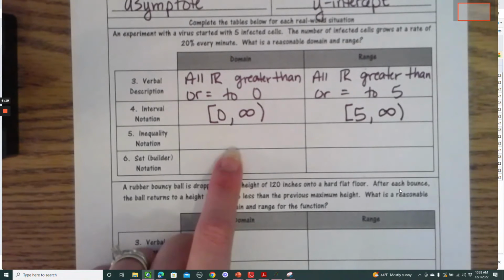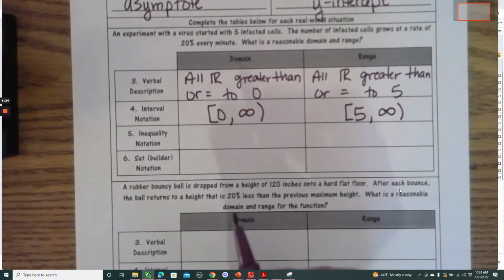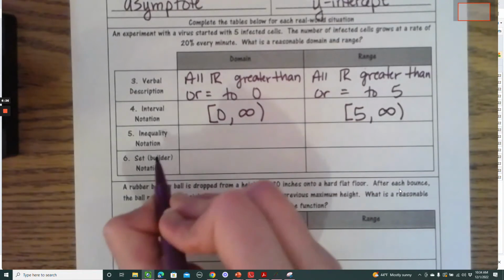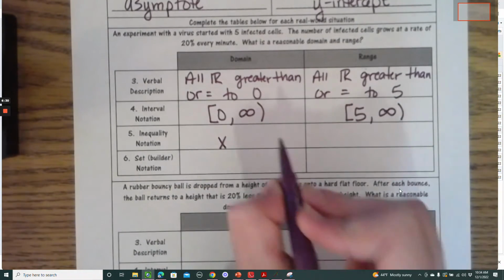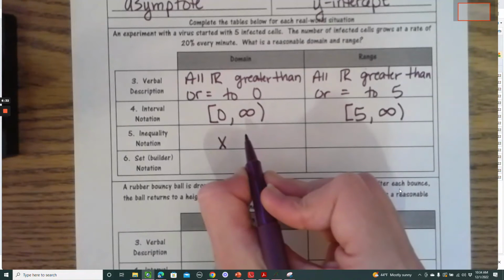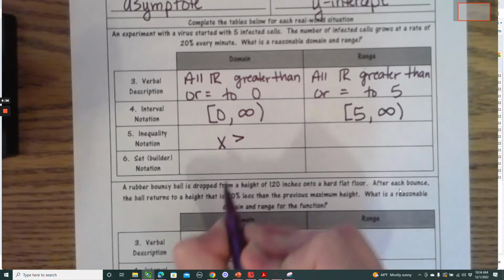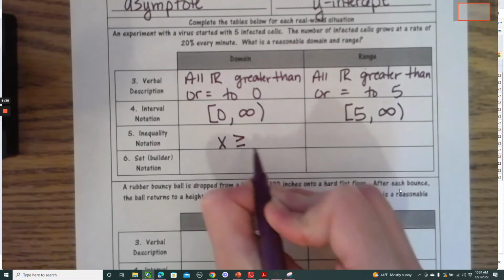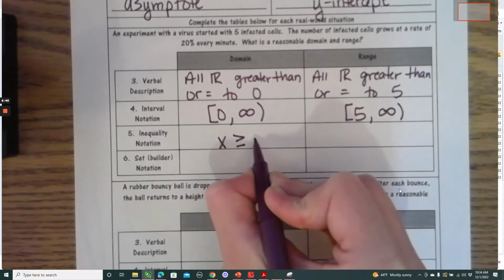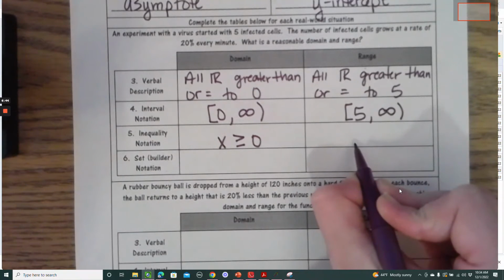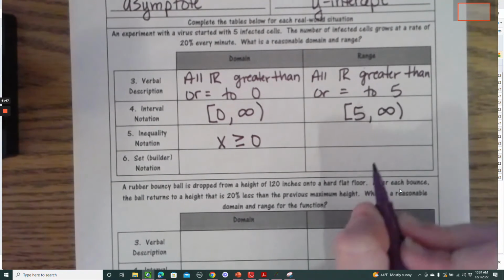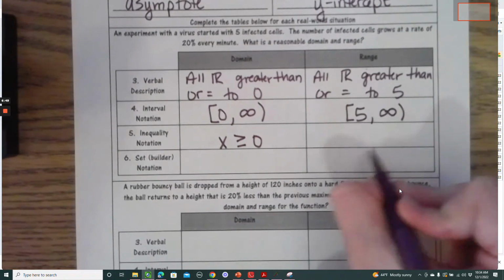Okay. How do I write that as an inequality? Whoa. X is all real numbers. Not yet. Greater than or equal to 0. So the alligator is eating the X. Line underneath, yes, and then 0. 0. Bracket, it gets a line. And then do we do the X element of R thing? On this one, you don't have to. Okay. So range.